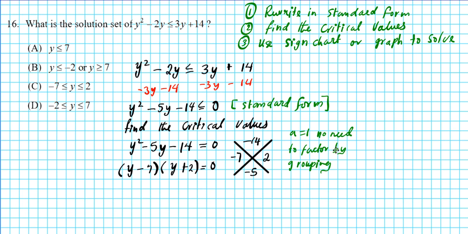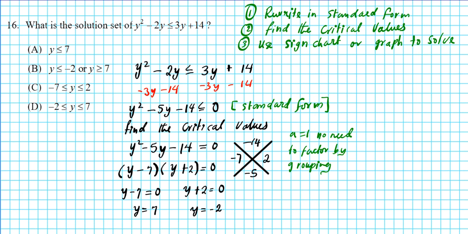Now to finish this up, we'll use the zero product property and set both factors equal to 0. When you solve this by adding 7 to both sides, you have y equals 7. When you solve this by subtracting 2 from both sides, you have y equals negative 2. So those are your critical values. We're now done with steps 1 and 2. The final step is to use either the sign chart or the graph to solve the problem.